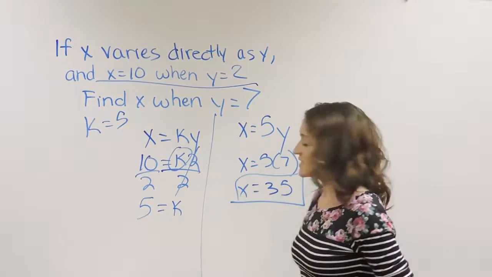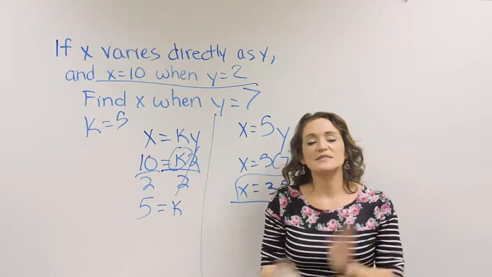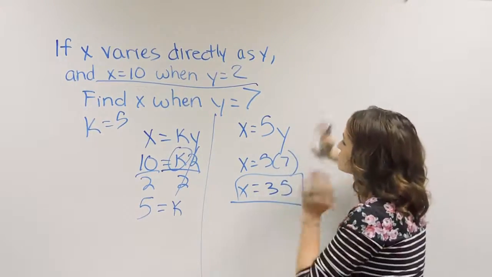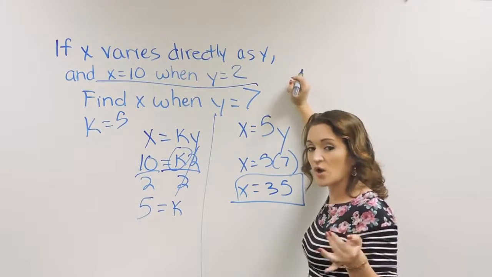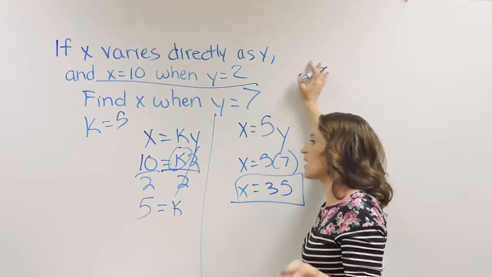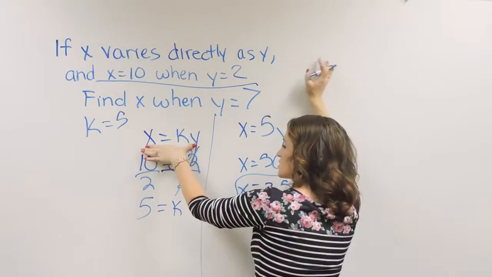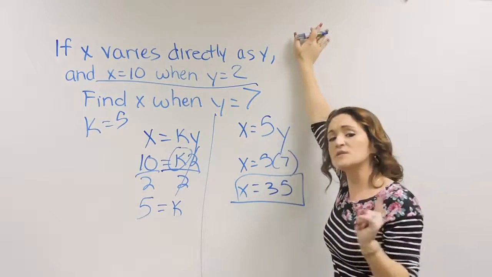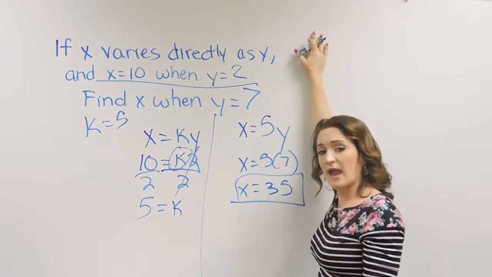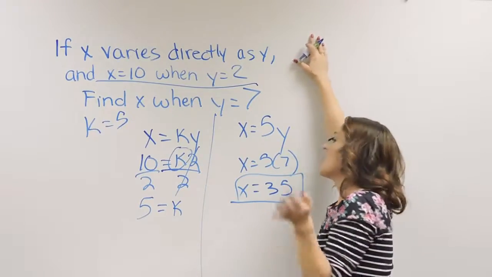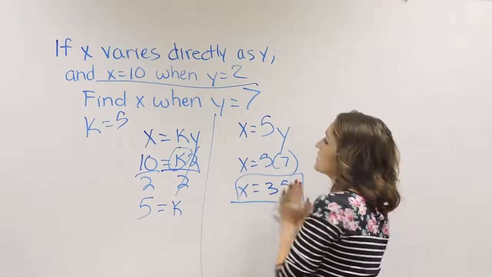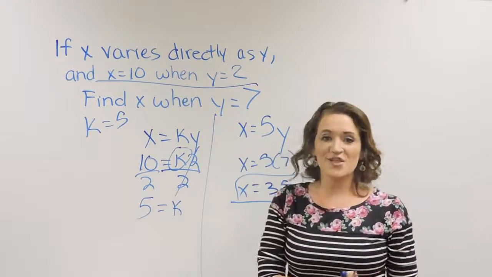So X is 35. Definitely figure out first what kind of variation problem you are working with, direct, inverse, and so on, so that you know what equation to start off with. Then always focus on solving for your K, your constant of variation, and then use that to calculate the information that they gave you.